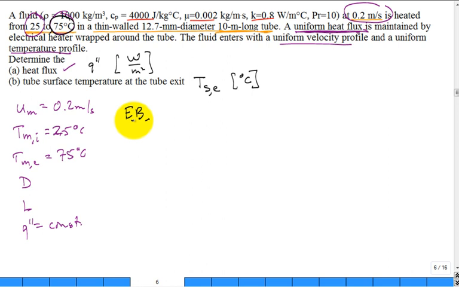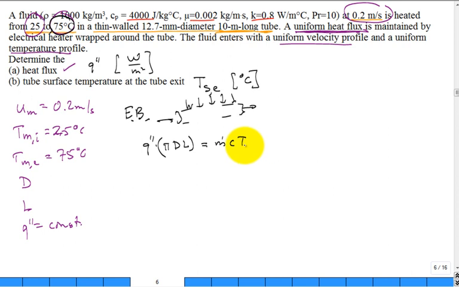And so if I have a control volume around the whole pipe, I have only one in, one out. I have the flux coming in over a particular area, so I have q double prime times pi d L. What is pi d L? The wall area of the pipe. That will give the rate at which heat is coming in. It's going to be realized by the fluid coming out at a higher temperature, m dot c (T mean fluid exit minus T mean fluid inlet).